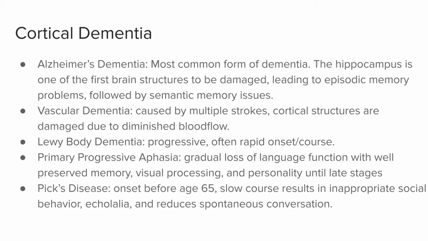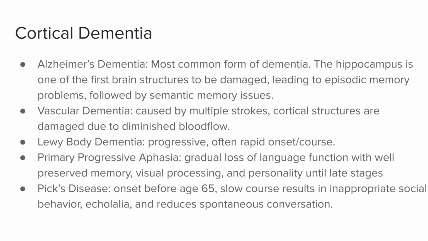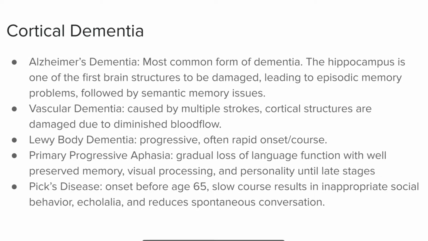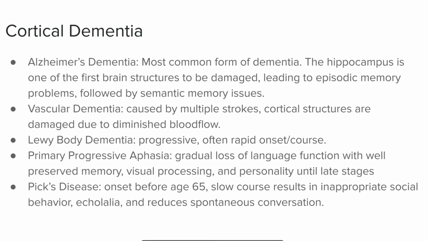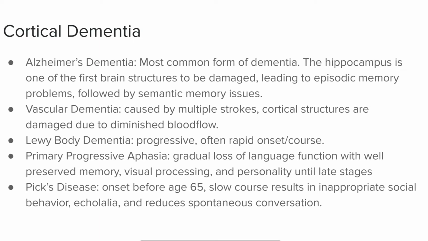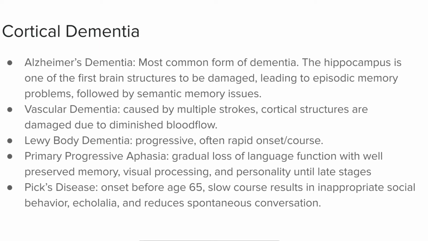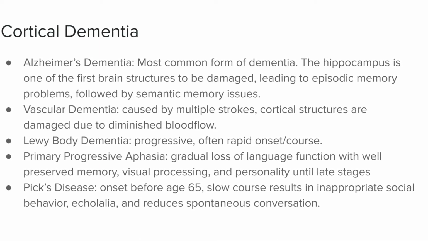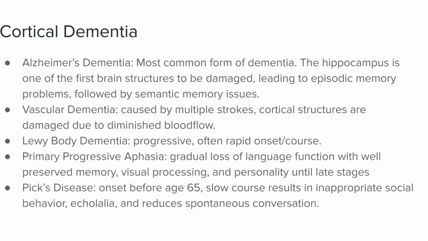Next, we'll talk about Lewy body disease, another form of cortical dementia. Individuals with Lewy body disease have periods of normal cognition, and these alternate with abnormal cognition. This follows a progressive course, which is often rapid. They also present with motor speech disorders with hypophonia and disorganized speech.